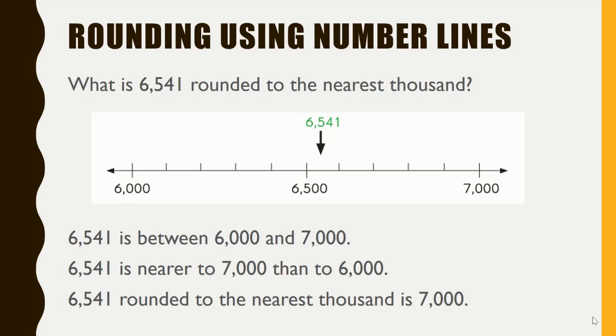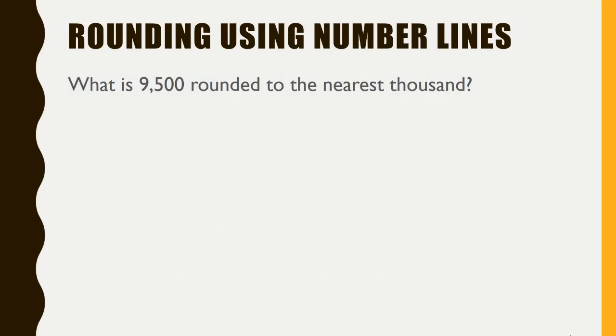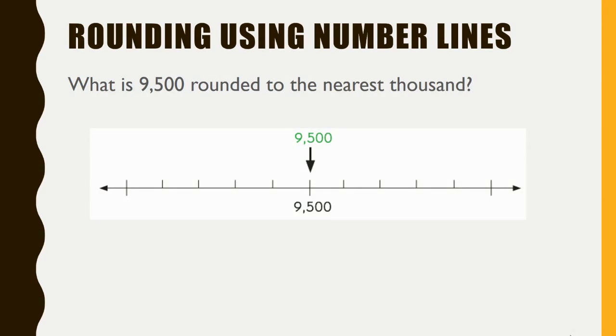Let's take a look at another example. If I'm asked what is 9,500 rounded to the nearest thousand, and I want to use a number line, I'm going to go ahead and draw my number line and place 9,500 on it. Once I do this, I need to be aware of what I'm asked to round my number to. In this case, I'm again being asked to round the number to the nearest thousand. Since I'm rounding to the nearest thousand, I need to place the numbers 9,000 and 10,000 on my number line.